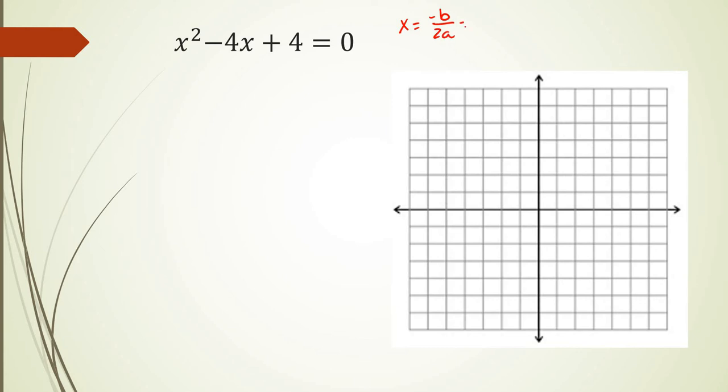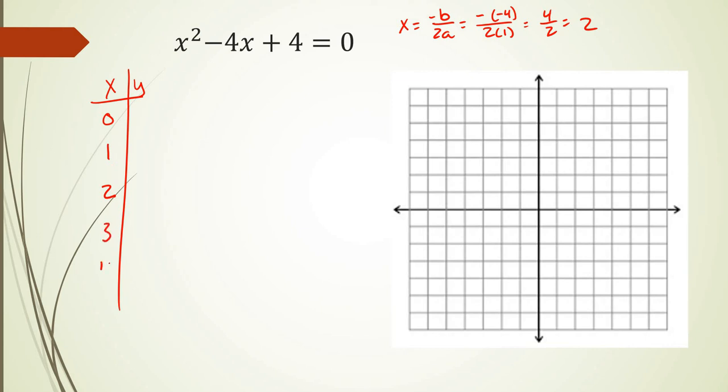Here's another one, set equal to 0. Set up my table using my negative b over 2a. So it's negative of negative 4 over 2 times 1, which is positive 2. There's my middle. Again, I'm going to go 0, 1, 2, 3, and 4. I've done this ahead of time, but I get 4, 1, 0, 1, 4. Plotting this, 2, 0, 1, 1, 0, 4, 3, 1, and 4, 4.